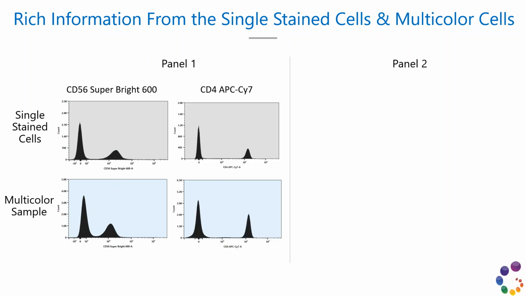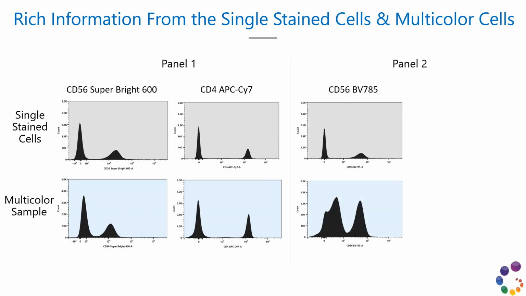Another example from panel 1 is the CD4 APC Psi7. If I do a similar comparison, again between the negatives, there's a slight broadening into the multicolor sample of that negative population when compared back to the single stain cells. But if I look at the separation of my negative and positive and where my positive peaks are appearing, those both look really great. That's a really great example of how everything is preserved from the single stain into the multicolor setting.